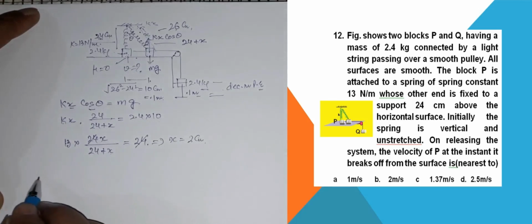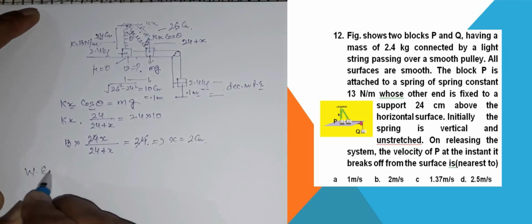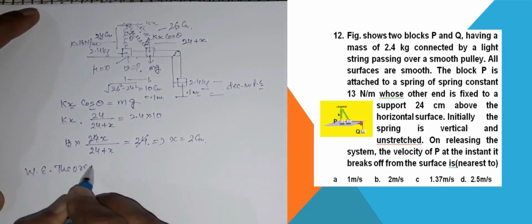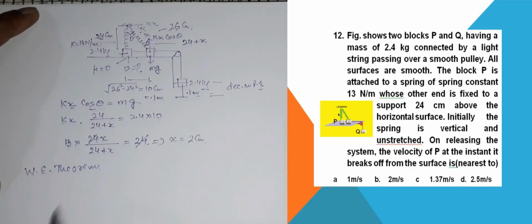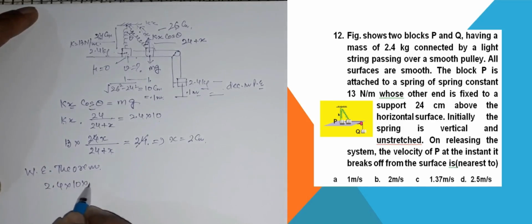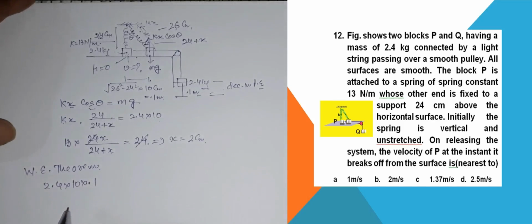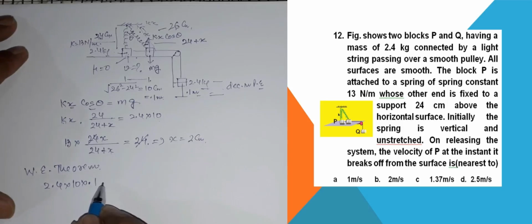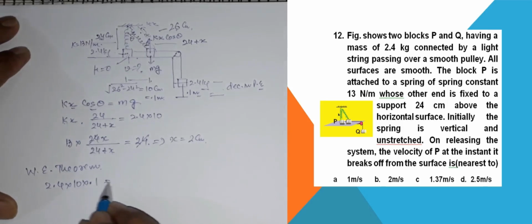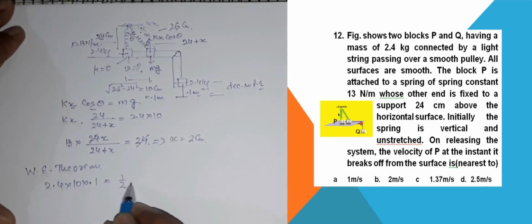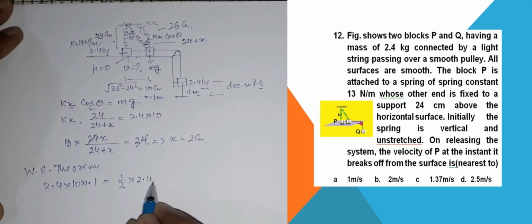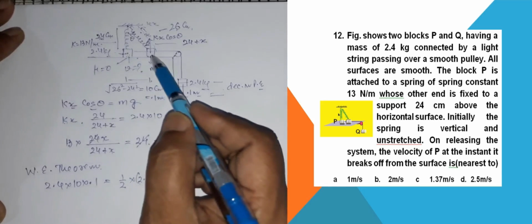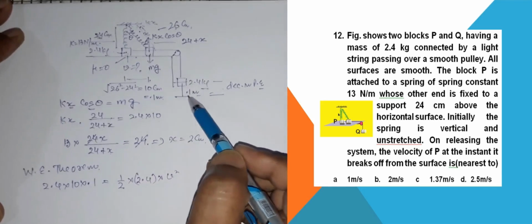using work energy theorem. Decrease in potential energy, that is 2.4 into 10 into 0.1 is equal to increase in kinetic energy, that is half into 2.4 into v square. If this is having velocity v, this is also having velocity v.